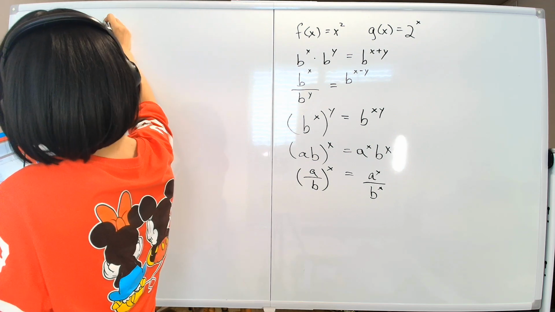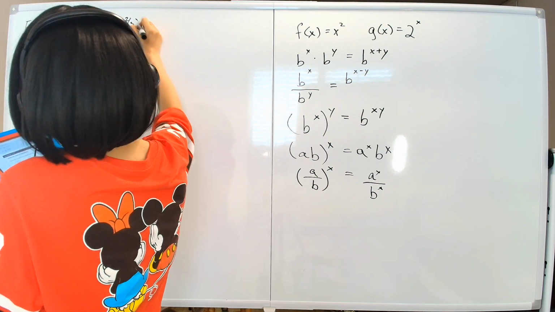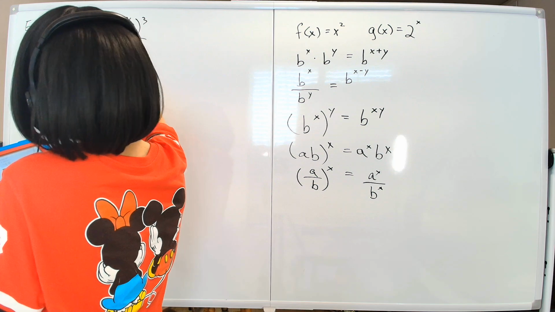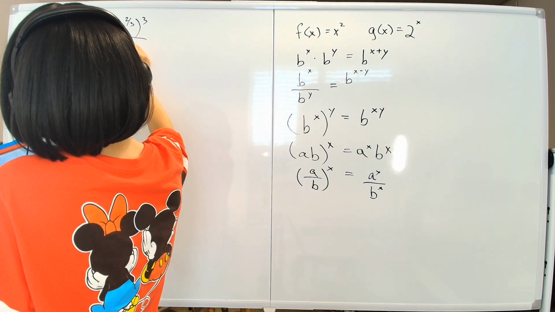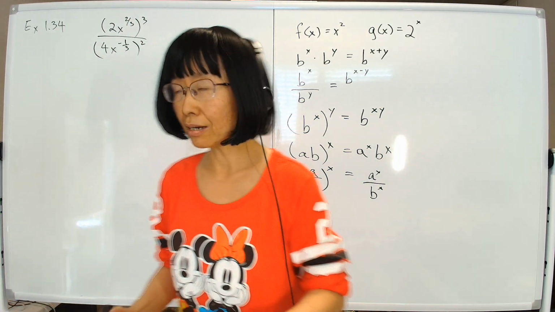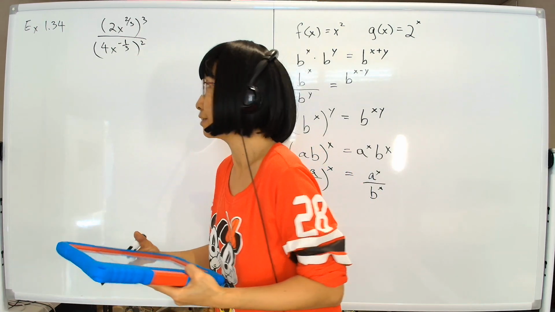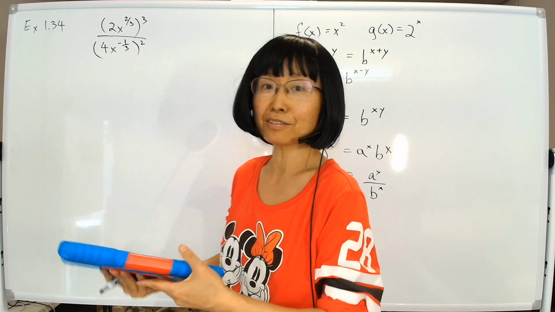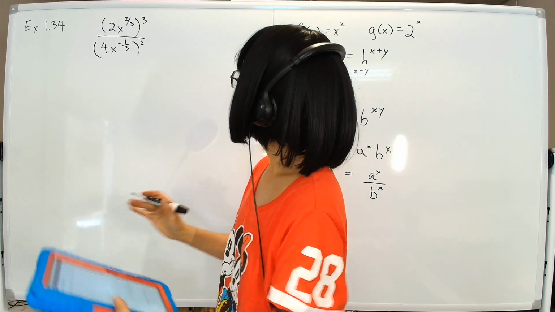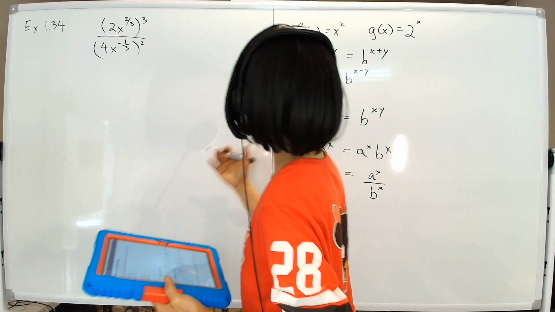This thing is called an expression: (2x^(2/3)) cubed over (4x^(-1/3)) squared. Now an expression is different from an equation only because an equation has the equal sign in it. If you just have a thing by itself that doesn't equal anything, it's just called an expression. So we have that thing, and we have to simplify it by using these rules.